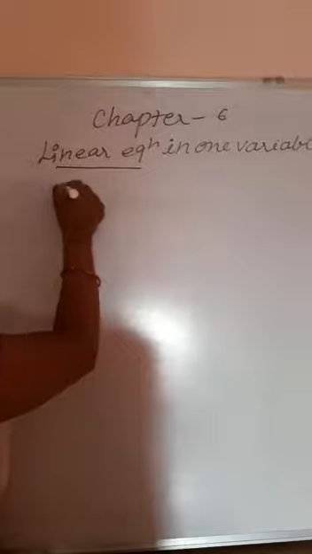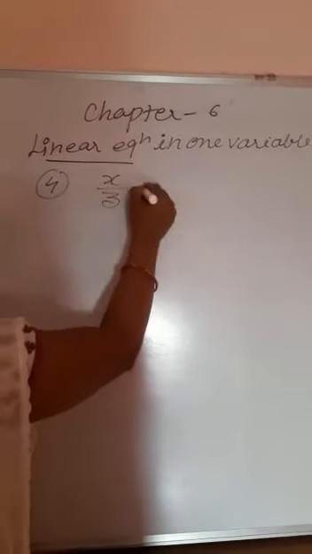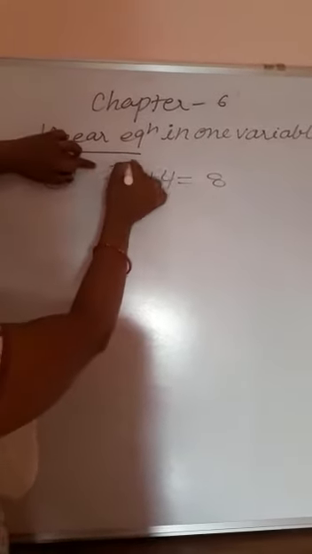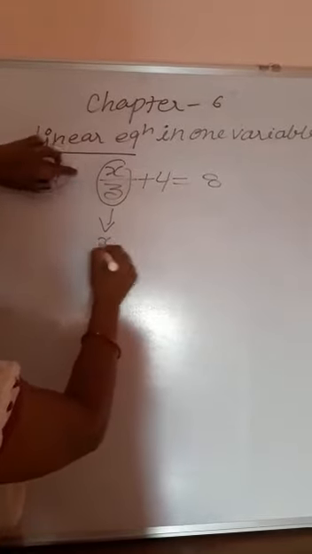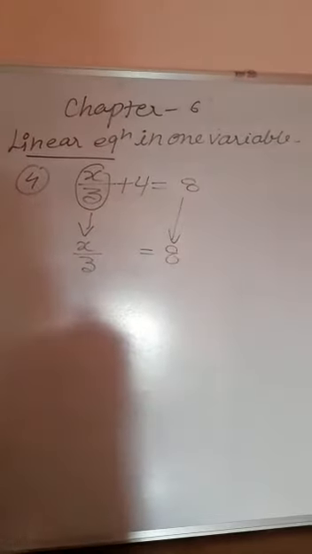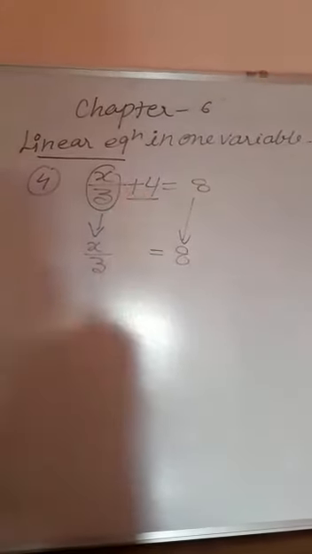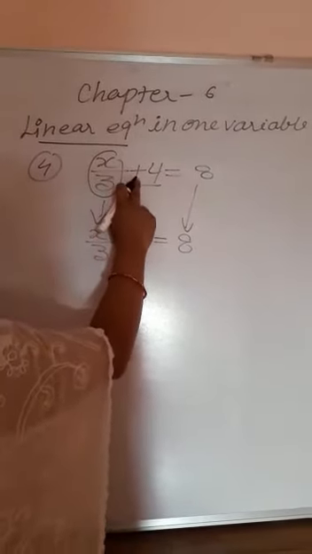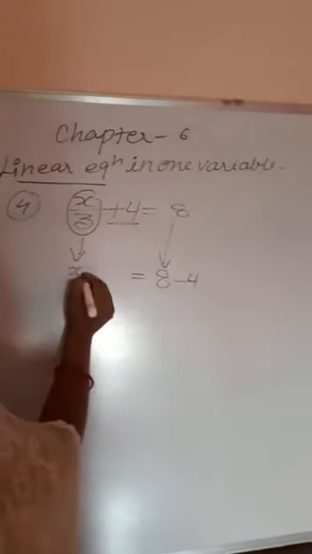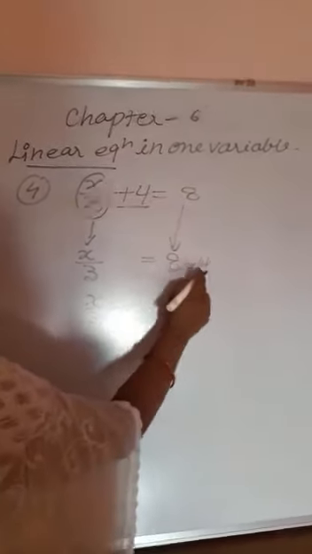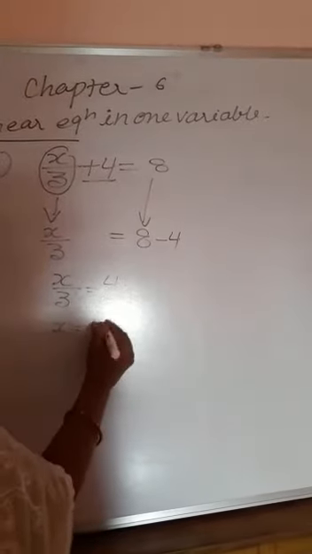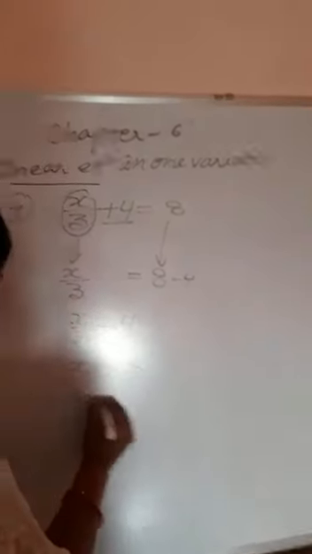Suppose our equation is x by 3 plus 4 equals 8. First, write the variable term as it is, x by 3. Copy 8 as it is. We only have to shift the term without a variable. So plus 4 changes into minus 4. x by 3 write as it is. 8 minus 4 we will get 4. 3 is in divide, so it changes into multiply. 4 into 3, 3 fours are 12.